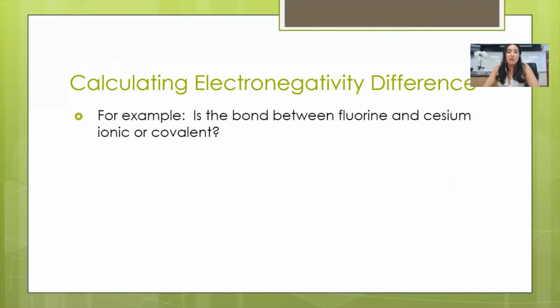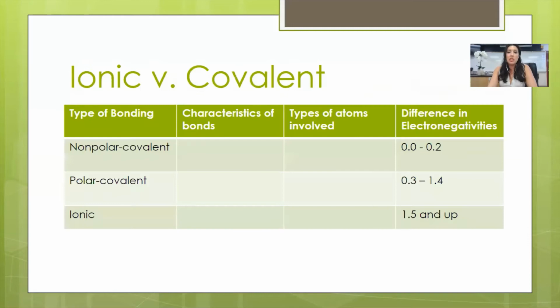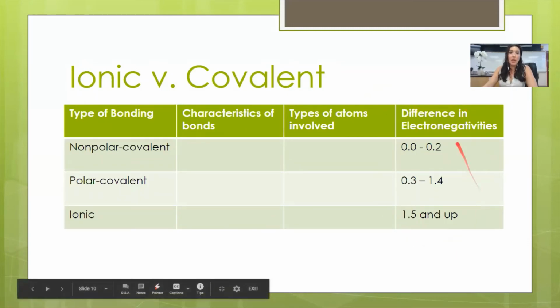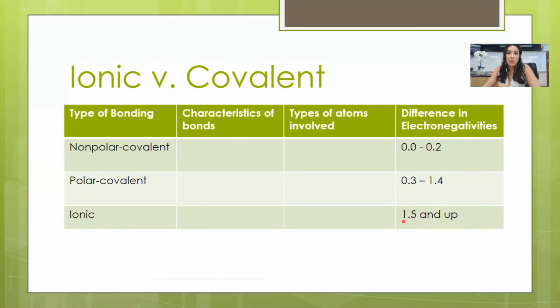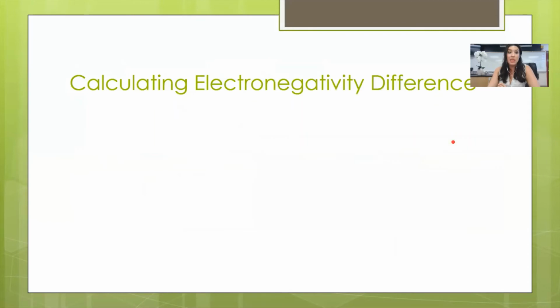Is the bond between fluorine and cesium ionic or covalent? Again, we're going to use the difference in electronegativities. After I do the subtraction, if it's above 1.5, I can reasonably assume that I'm talking about an ionic bond. If it's between 0.3 and 1.4, we're talking about a polar covalent bond. And if it's between 0.0 and 0.2, we're talking about a nonpolar covalent bond. So let's take a look.